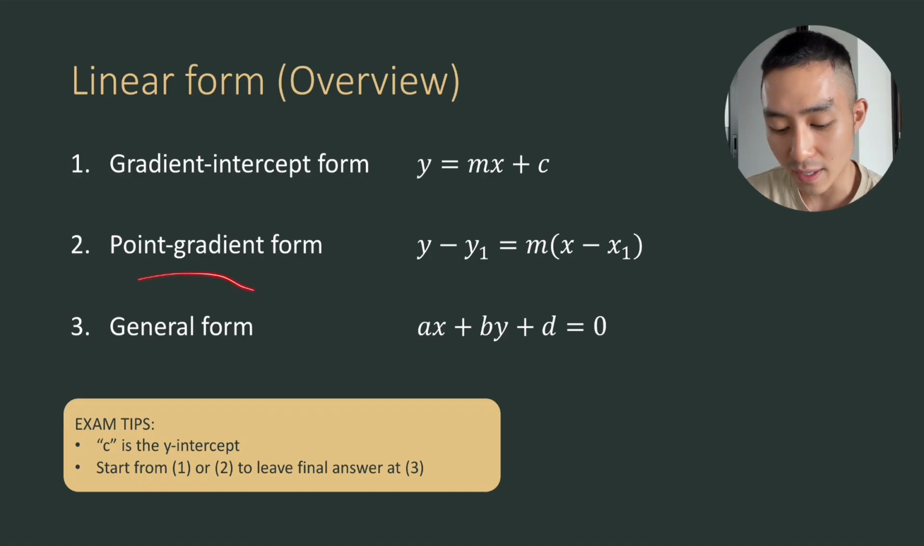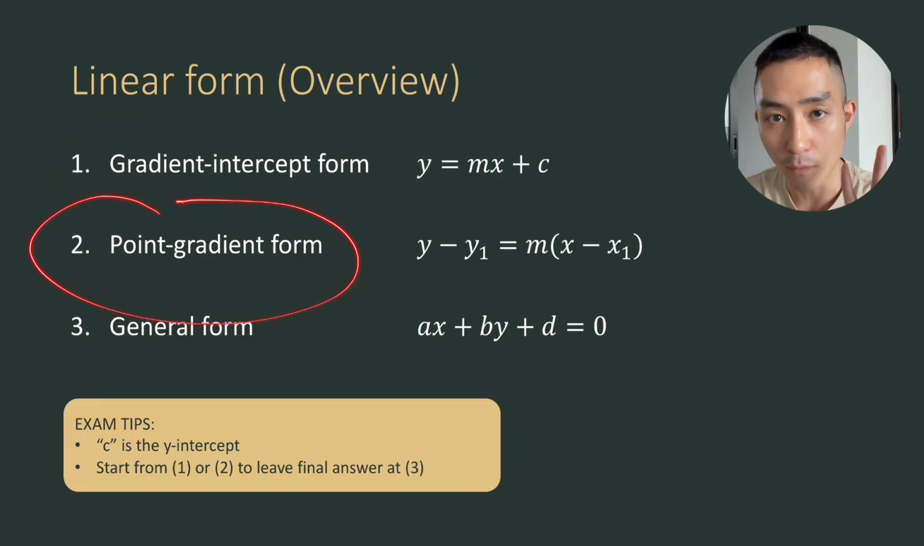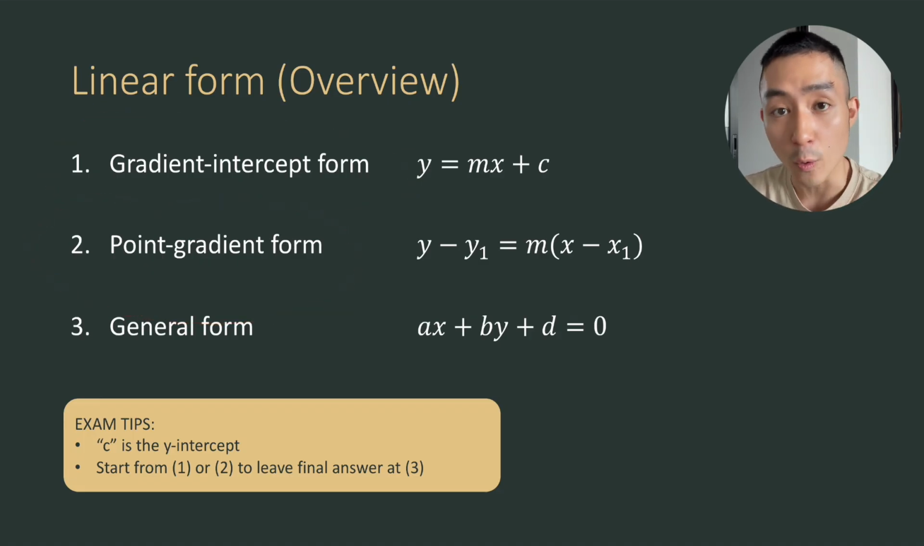And when they ask you to write the answer in general form, you can start by finding the gradient-intercept form first, or the point-gradient form, and then you rearrange the equation with everything on the left side, so then you will get the final answer in general form.